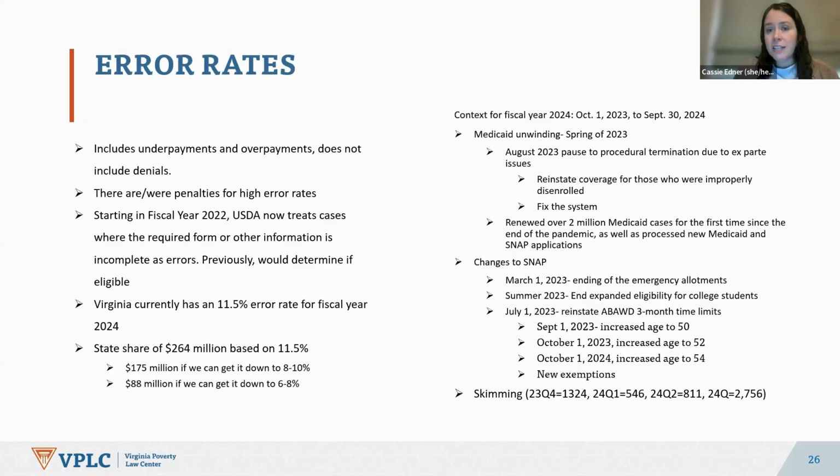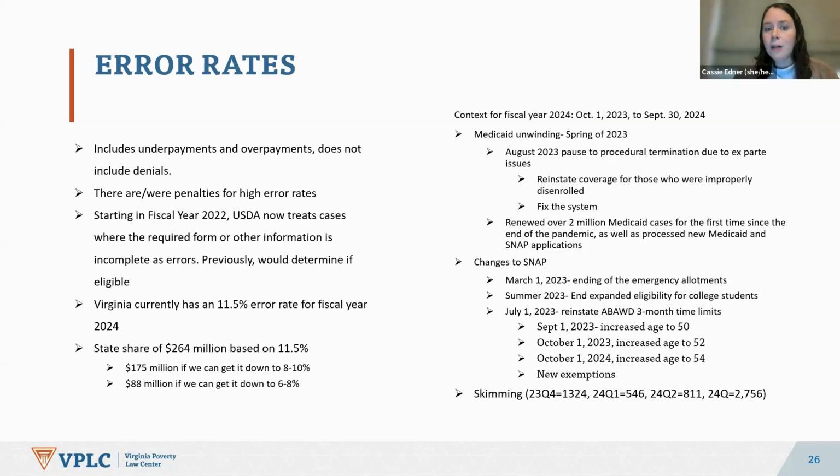There have been some changes to how error rates were calculated. States have to do in-depth quality control of cases, where they take a sample of cases and go back and look at the cases. They look first at what's actually in the file, and then they possibly have to contact the household members if the file looks correct, to make sure that the household received the correct amount of benefits.